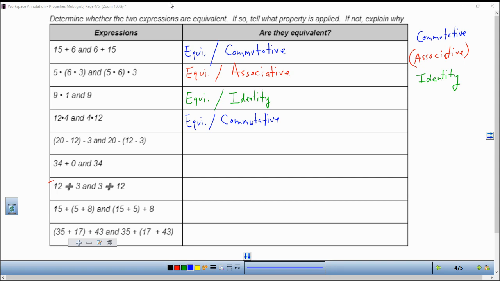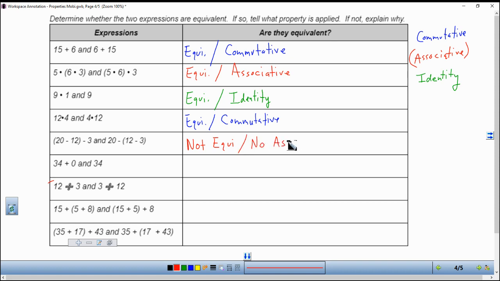And so let's check out the next one. So let's look at the numbers here. We got 20 minus 12 minus 3 with 20 minus 12 grouped. We have 20 minus 12 minus 3 with 12 minus 3 grouped. Now, it might look like the associative property, but these, I can tell right away, are not equivalent. It looks like the associative property, but it's not because there's no associative property for subtraction.